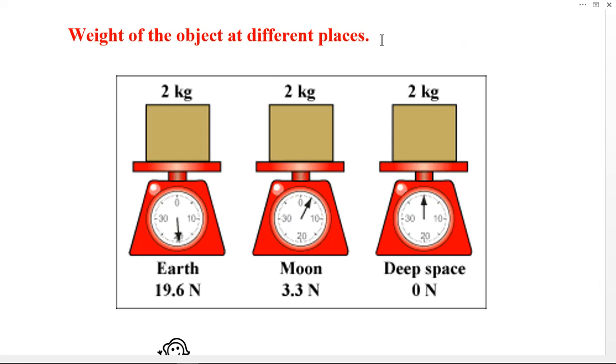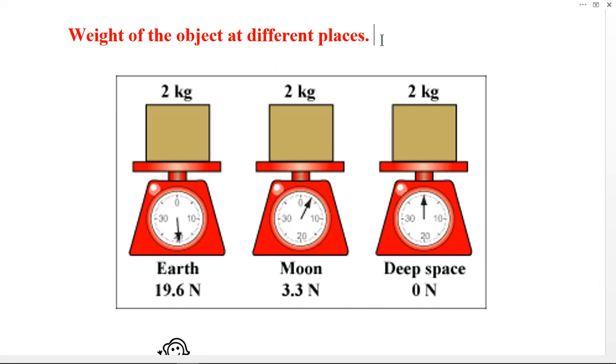But if you take the same object to the moon, the mass will remain the same, but due to the gravity of the moon, which is 1 point something, its weight will change. Now the same object on the earth has a weight of 19.6 Newton. When it goes to the moon, its weight becomes 3.3 Newton. But you see, the mass remains the same on earth and the moon: 2 kg, 2 kg.